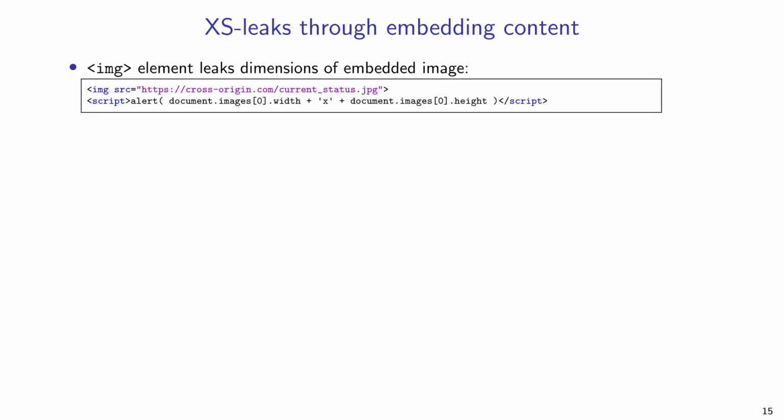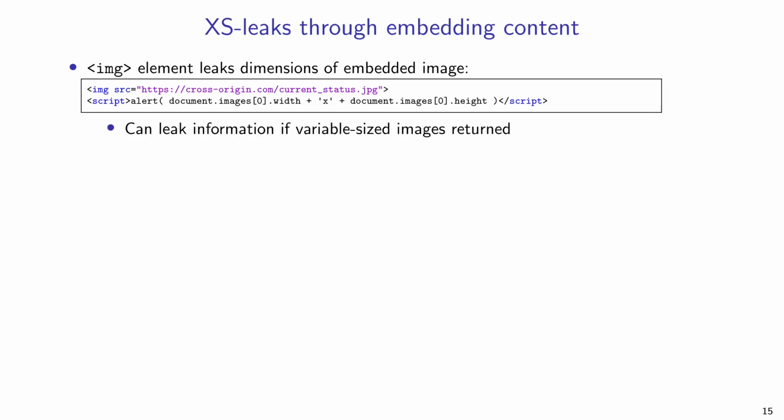Cross-site leaks through embedding content are another form of browser side channel attack. Let's take a look at a few examples. One interesting case is that the image element leaks the dimensions of a cross-origin image. For instance, an attacker could embed an image from a cross-origin website, and while the same origin policy prevents the attacker script from reading the contents of that image, the dimensions, the width and height, can still be read via JavaScript.